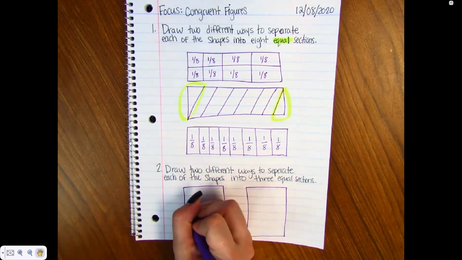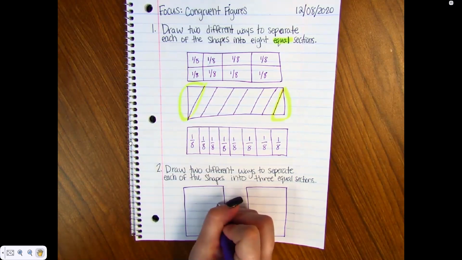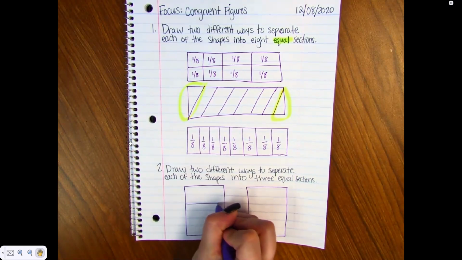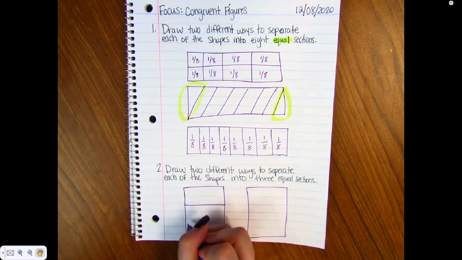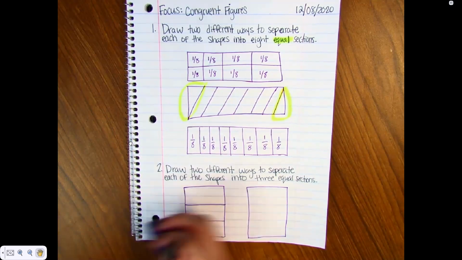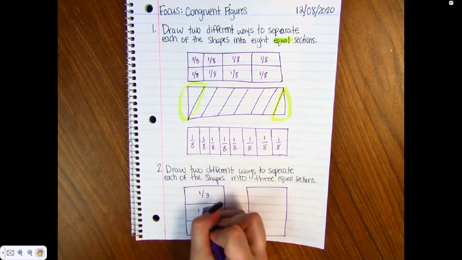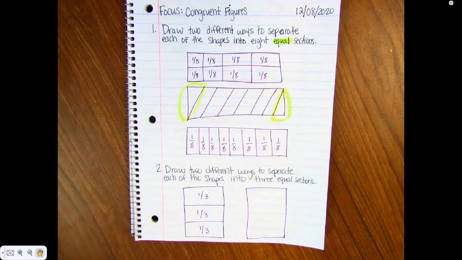So could I go sideways? Could I do this way, Miles? Okay. Do I need one more line? You can do it this way and then this way. Okay. So I could do it this way. And then I have 1, 2, 3. Okay.